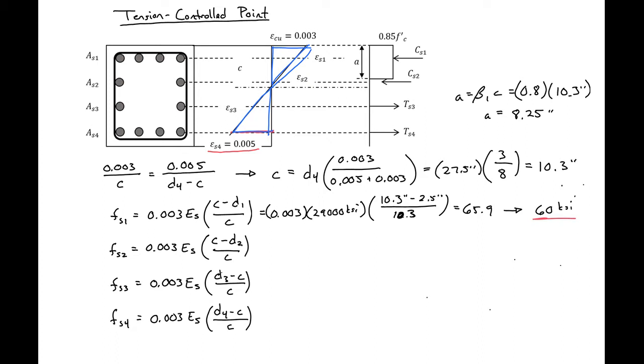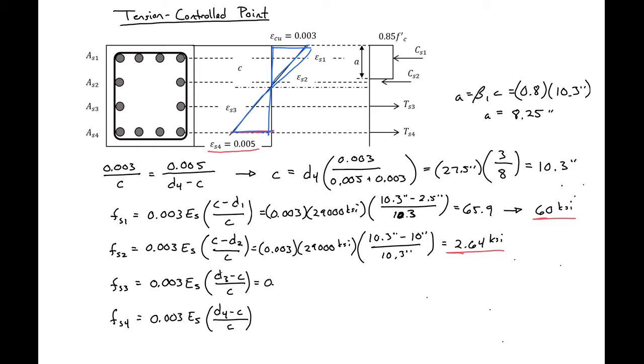Our next layer, 0.003 times 29,000 ksi, and then 10.3 minus 10 over 10.3 is going to be equal to 0.64 ksi. So we haven't yielded there. So we have our stress in the second layer of steel.